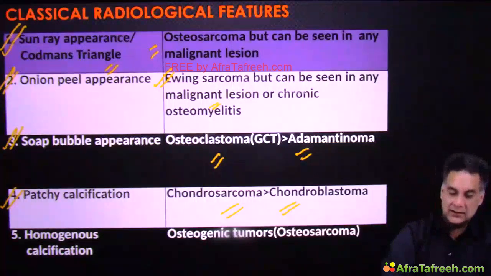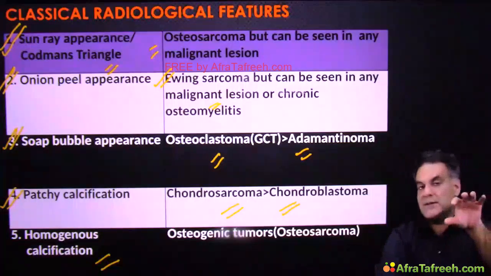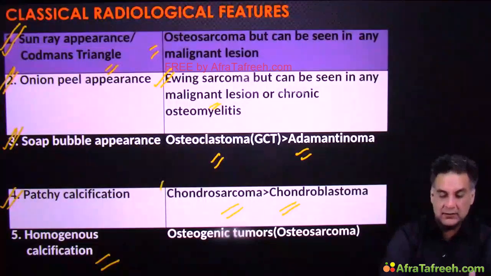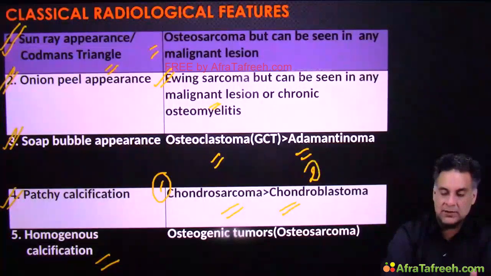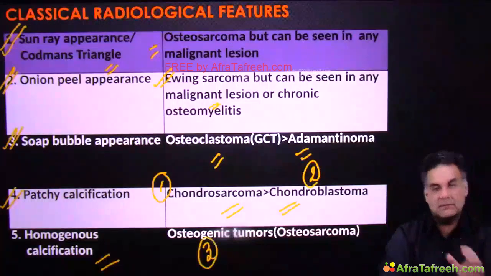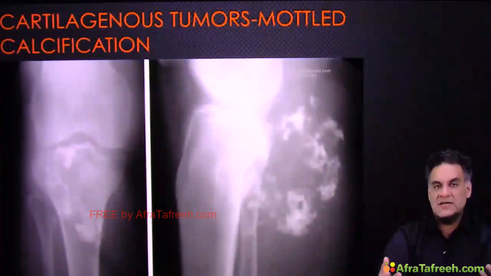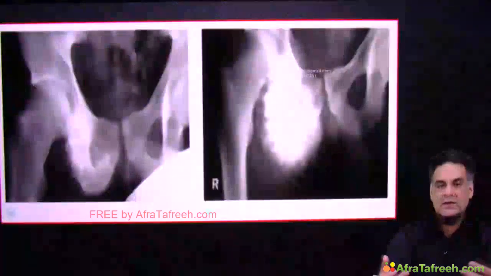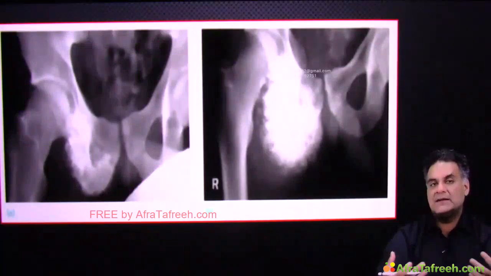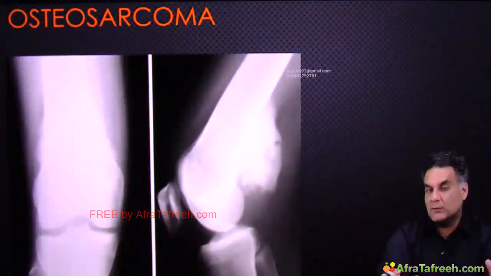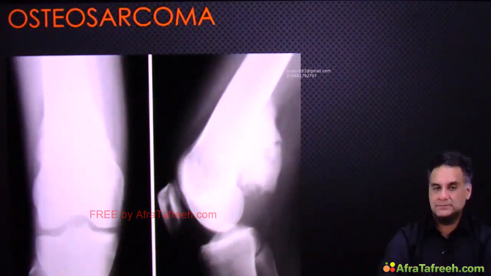And homogeneous, osteosarcoma. If they don't mention the word patchy or homogeneous, follow the order: chondrosarcoma, chondroblastoma, osteogenic, because cartilaginous tumors calcify. This is patchy or mottled calcification. This is again dense calcification of a cartilaginous tumor. This is uniform homogeneous calcification of osteosarcoma.